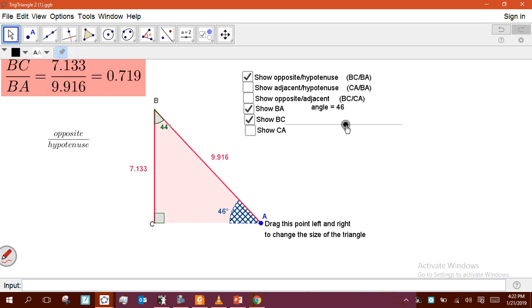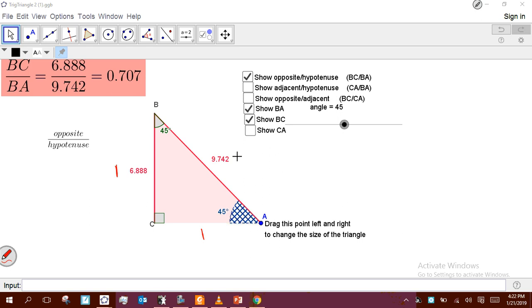Same thing happens when I have a 45 degree angle. Now that number is maybe a little more useful to us because of what we know in special right triangles. We've known in special right triangles that if this is 1 and that is 1, then this would equal 1 times radical 2. And if I look at comparing opposite over hypotenuse, so 1 over radical 2, if I rationalize this, I get radical 2 over 2. Radical 2 is approximately 1.4 something divided by 2. If I divide that out, it gives me that number right there.